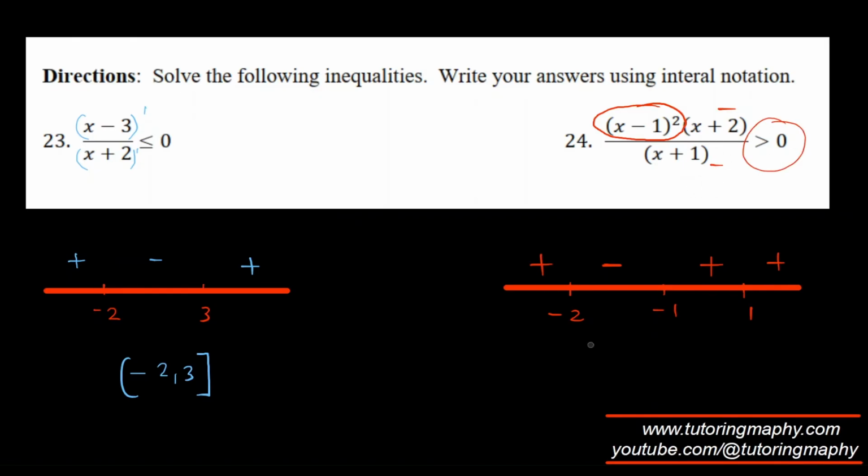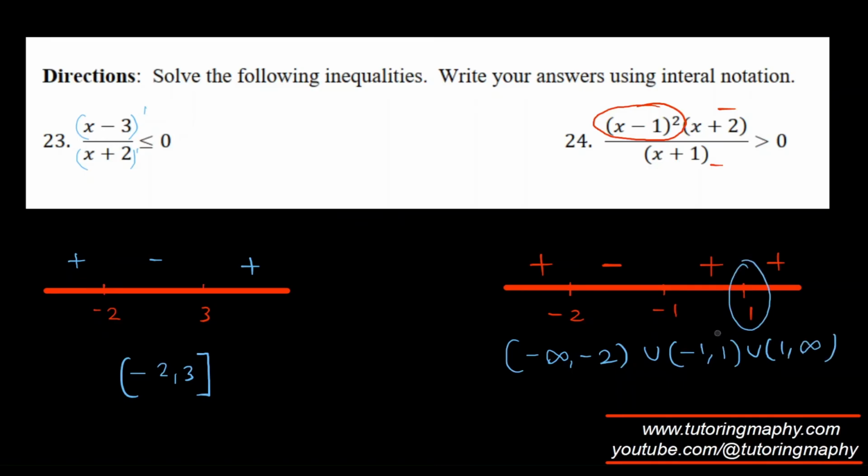This is greater than 0, which means it is negative infinity to -2, and obviously no terminal points are included because 0 is not allowed. Then -1 to 1, union 1 to infinity. It's important that you separate at 1 because, like I said, 0 is not included, so we need to separate the inequality at 1.